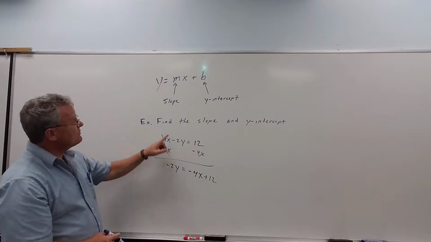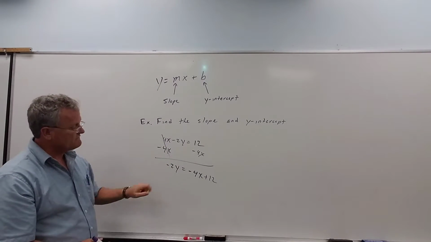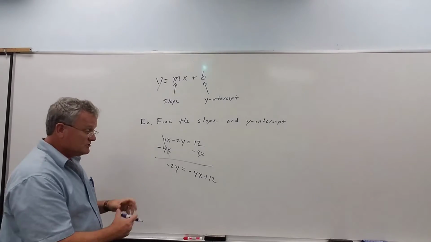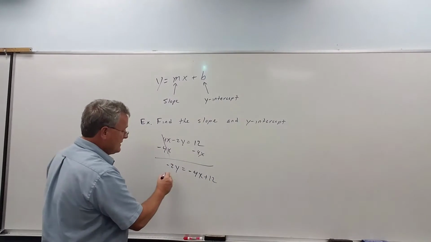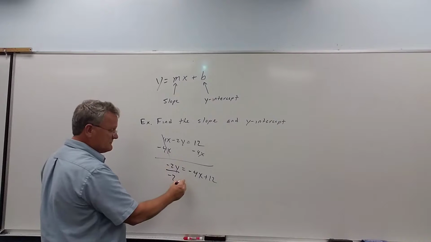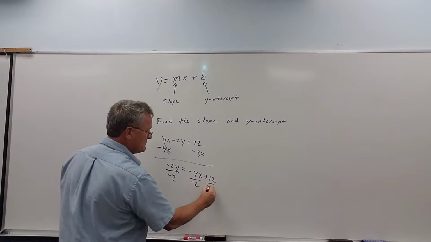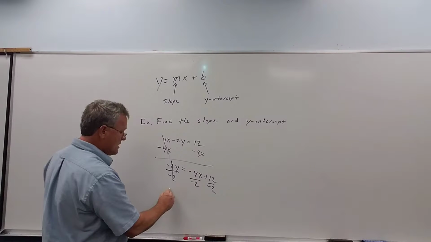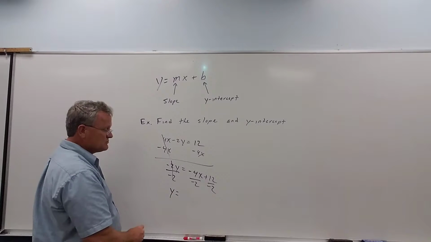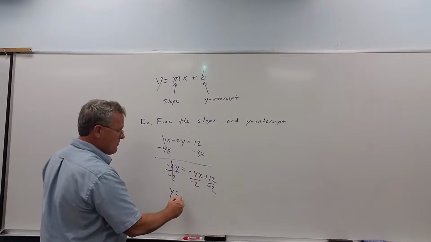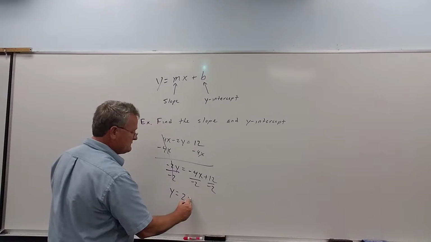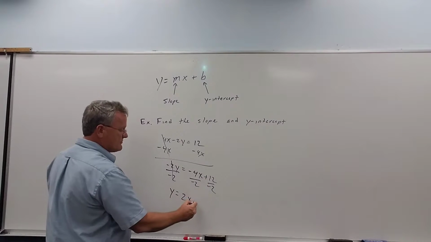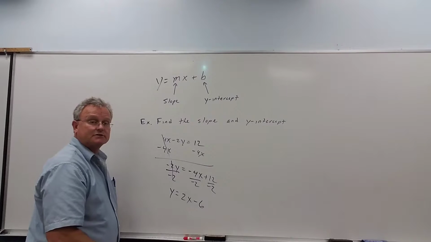Now we're not quite there. We want to get y by itself, so we divide by negative 2. Divide everything in the equation by negative 2. Negative 2 over negative 2 is 1. 1 times y is y. Negative 4 over negative 2 is positive 2x. 12 over negative 2 is negative 6.